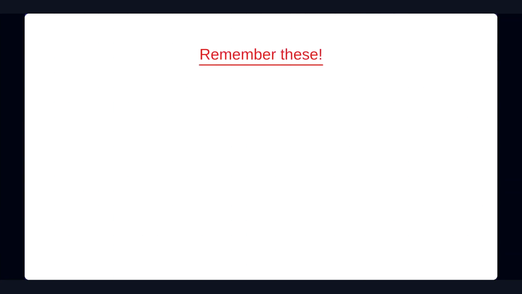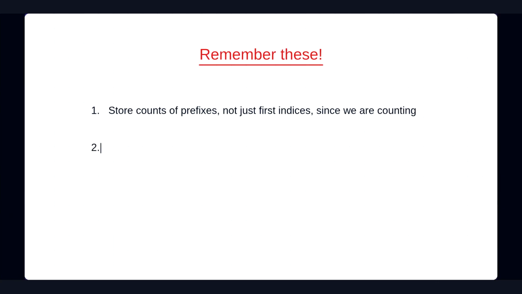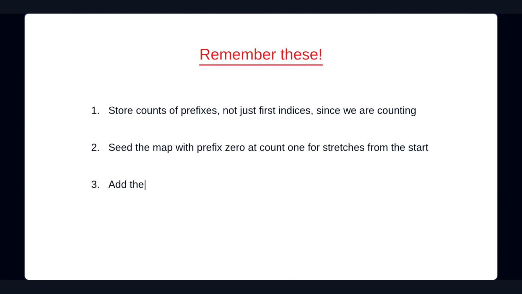3 careful points. Because we count rather than measure, the map stores how many times each prefix occurred, not a single index. Seed it with prefix 0 at count 1, so stretches from the very start are counted, and always add the lookup into the answer before recording the current prefix. Otherwise, a 0-valued k would count a stretch against itself and overcount.